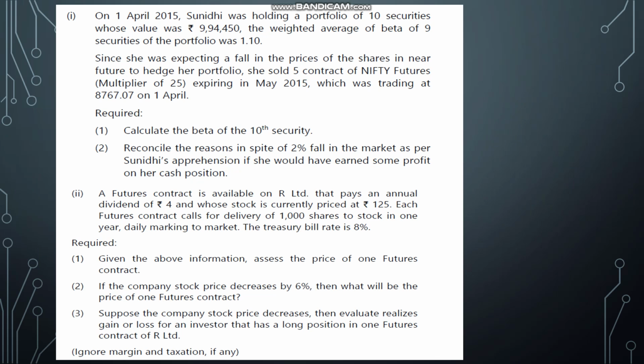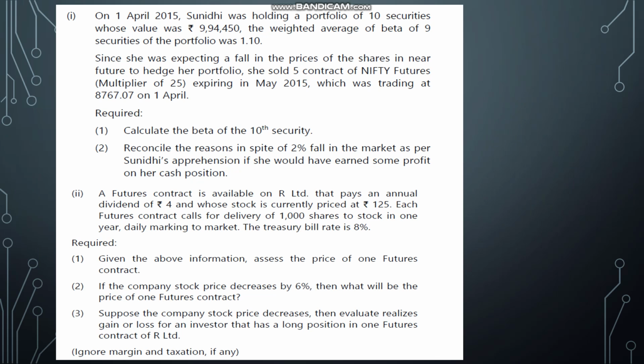Since she was expecting a fall in the price of the shares in the near future, to hedge her portfolio she sold 5 contracts of Nifty futures, multiple of 25, expiring May 2015, which was trading at 8767.07 on April 1st. Required: calculate the beta of the 10th security, and reconcile the reasons why, in spite of a 2% fall in the market as per Sunidhi's apprehension, she would have earned some profit on the cash position.